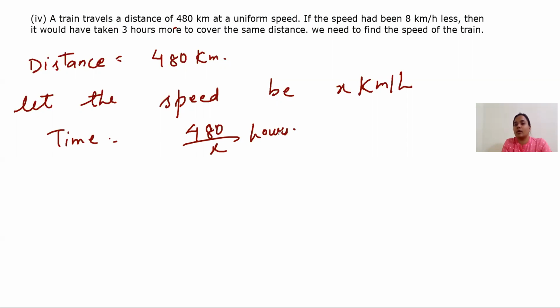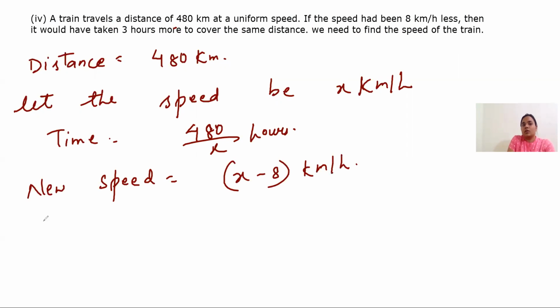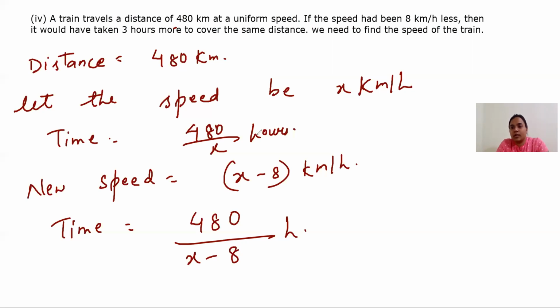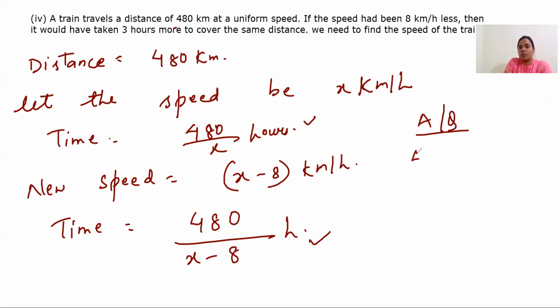Now the speed had been 8 km per hour less. So the new speed is x minus 8 km per hour. So now the time will be 480 upon x minus 8 hours. Now they have given the relation between the times. It would have taken 3 hours more to cover the same distance. So this time is more and this time is less, and the difference between the times is 3 hours. So according to the question, 480 upon x minus 8 minus 480 upon x is equal to 3.